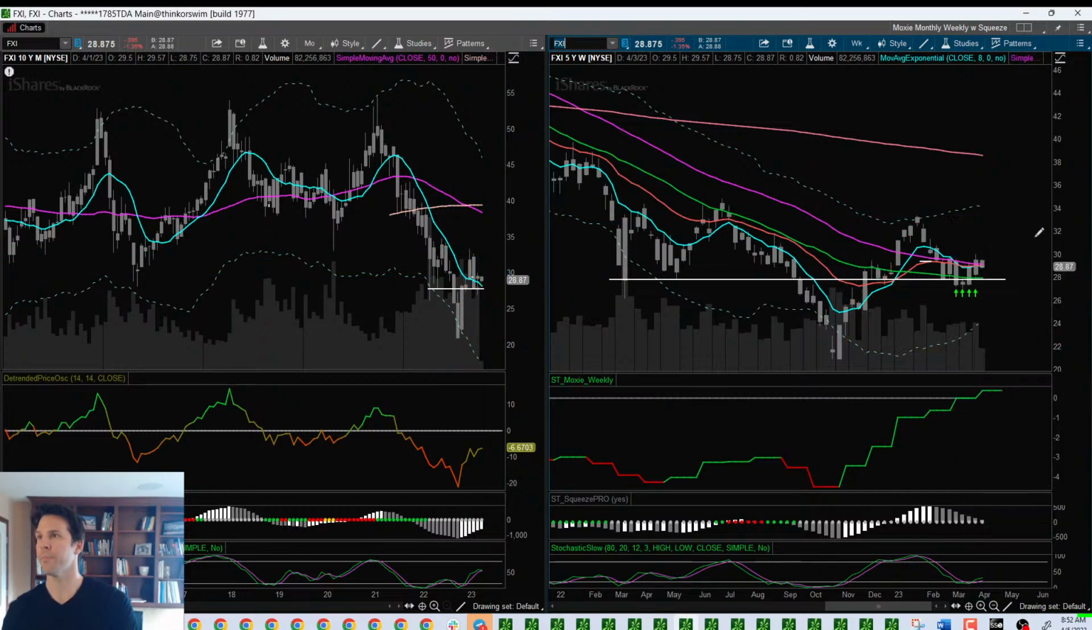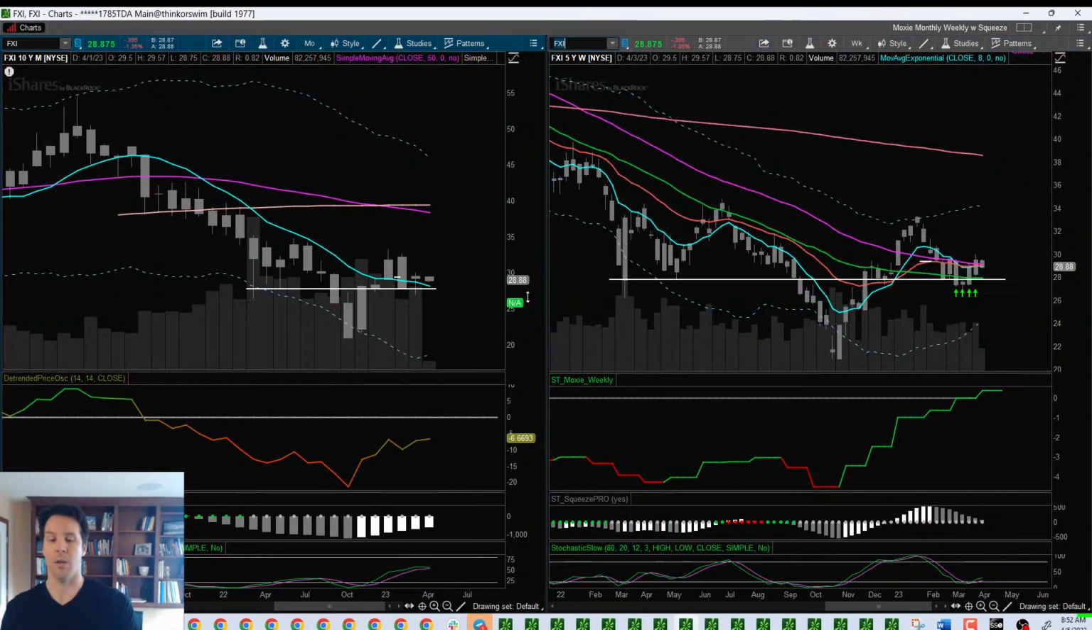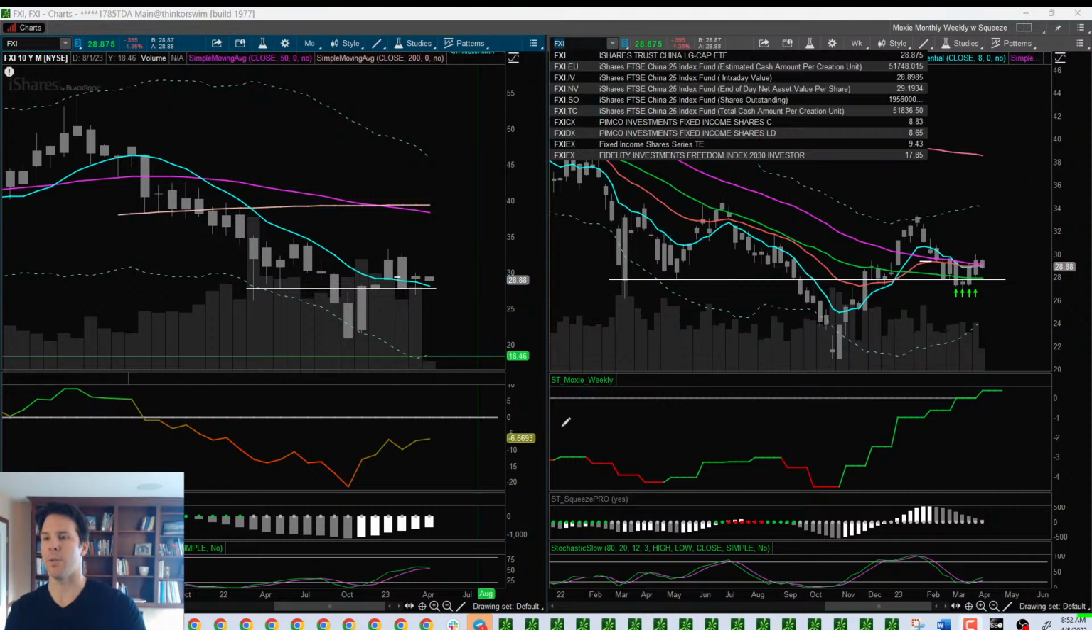And you can see here that I've been looking at this pullback, trying to see if that pullback is going to eventually be into support and if it's going to continue moving up. And you can see here on the monthly chart, it is over the monthly 10, but the monthly 10 is still kind of angled down. So that could be interesting. We'll have to see how that actually pans out.